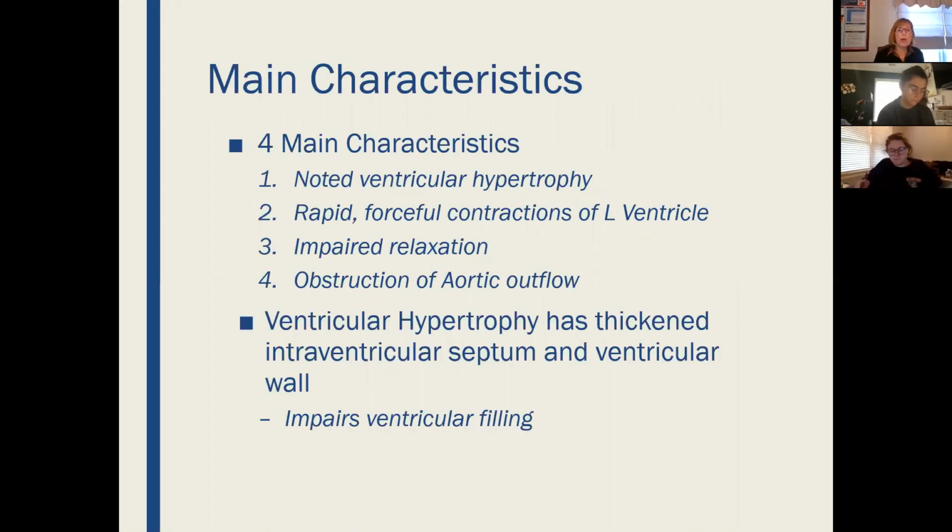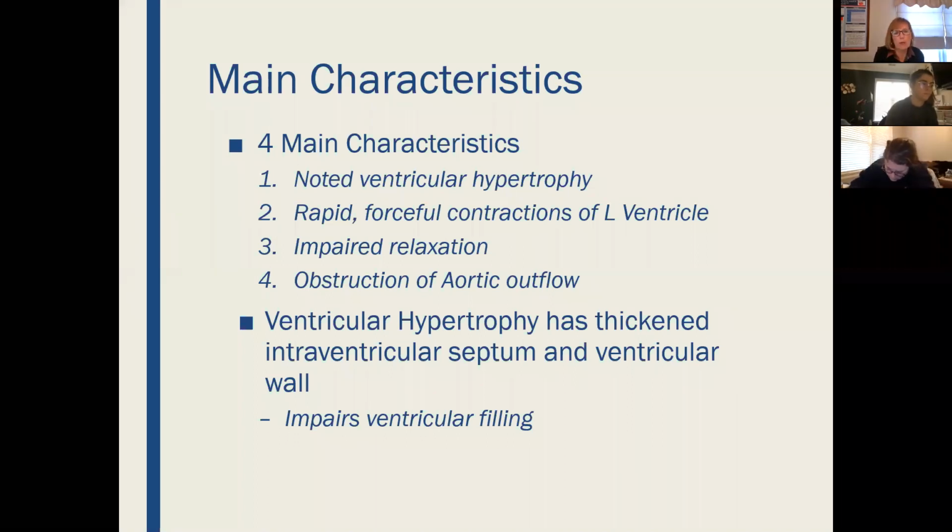So, main characteristics, well, there's an LVH for sure. There's a left ventricular hypertrophy that's pretty significant. There's rapid, forceful contractions. That left ventricle is thick and it's forceful when it pumps, but how much can it pump? Because there's impaired relaxation. You have muscle that's almost touching muscle. So it diminishes the ability of the heart to really relax and allow a lot of blood in. And then it's a powerful push when it does contract.